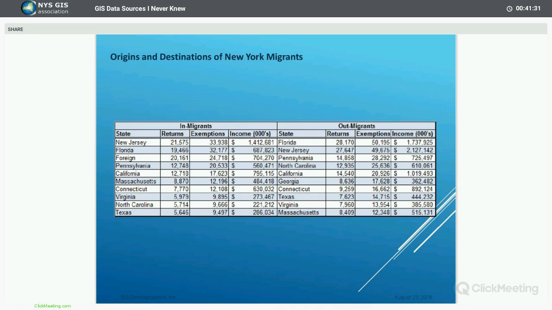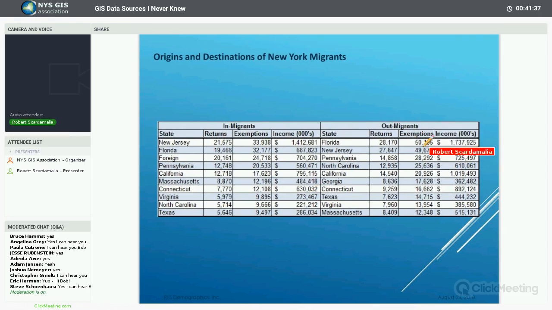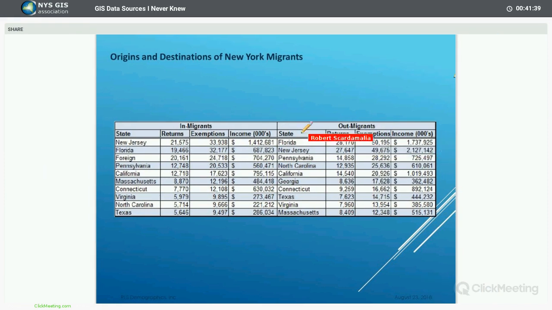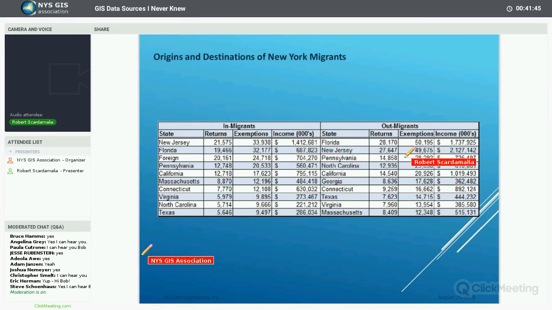Look at Florida, for example. 32,000 people migrate in from Florida, almost 50,000 migrate out. Incoming income, $687 million, almost $1 billion. Going out, $2 billion. It again is a gross indicator of economic impacts.